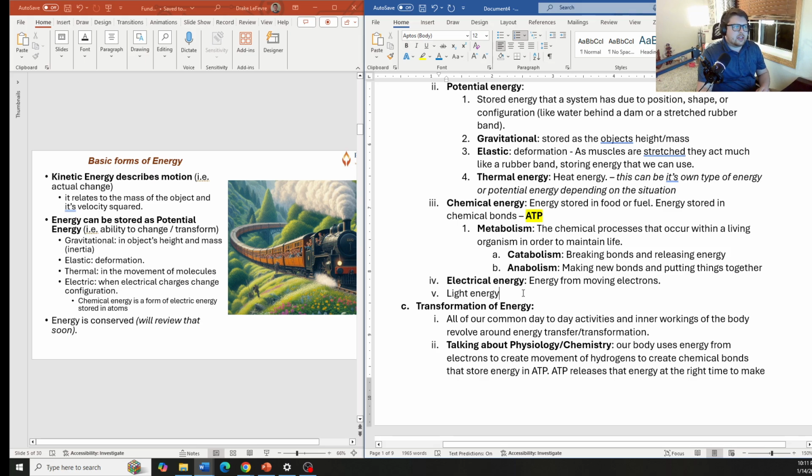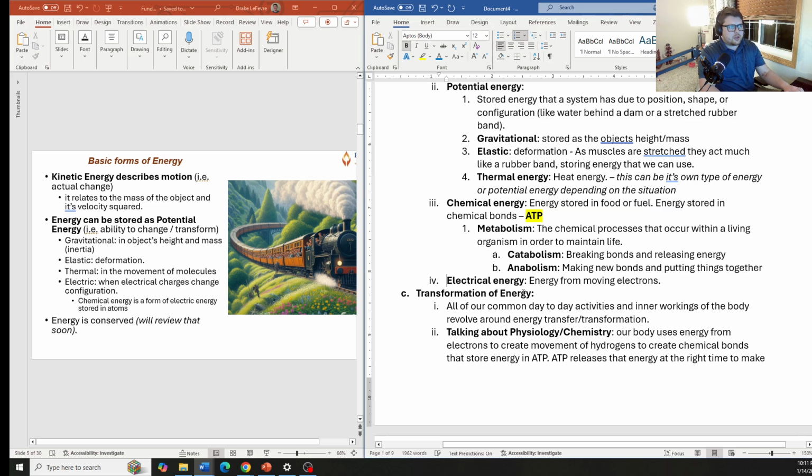Additionally, we have electrical energy. Electrical energy is thanks to energy from moving electrons. That will be super, super important later when we talk about biochemistry and you get into the processes of making ATP, known as glycolysis, the Krebs cycle, and then the electron transport chain. You'll see all of that in the future.